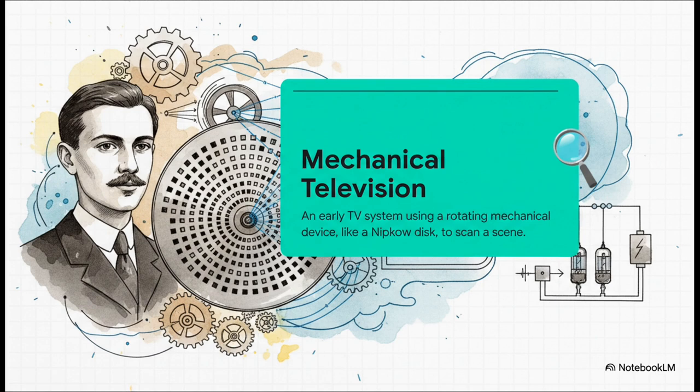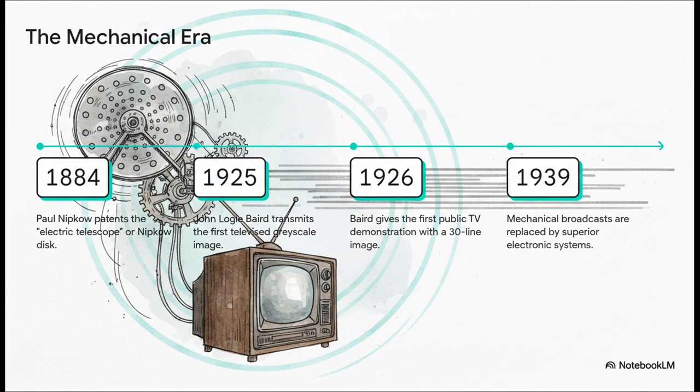Just try to picture this. It's a spinning metal disc, right? But it's got holes punched in it, in a spiral. As it spun, each little hole would scan one single line of an image, turning light into a fluctuating electrical current. It's genius, really. And for this brief, buzzing, whirring moment in the 1920s, inventors like John Logie Baird actually brought these things to life. He got the first grayscale image transmitted in 1925 and even did a public demo a year later.